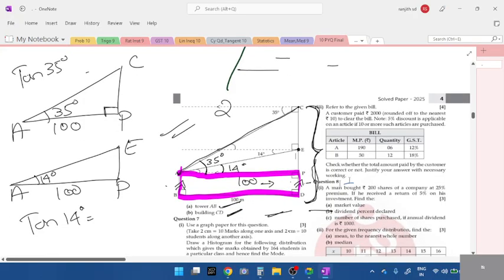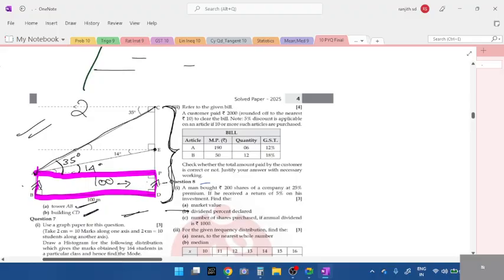Can you see the 2025 GST question, what they've given? A customer paid 2000 to clear the bill. 5% discount is applicable on our articles. I think I had given this for a test. Anyways, we'll complete it. We'll do it tomorrow. Fine. Any doubts? Do you all have any doubts?